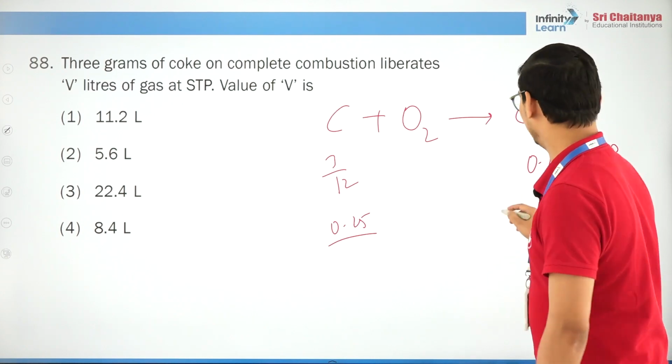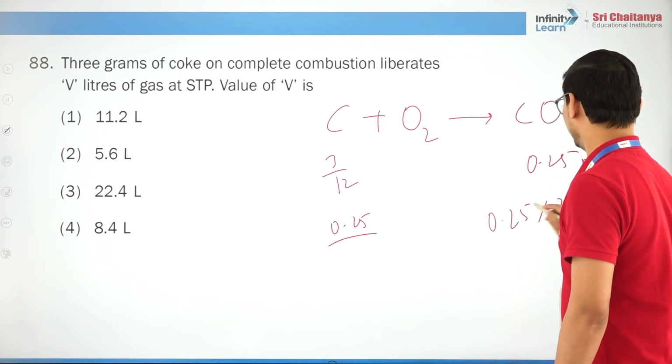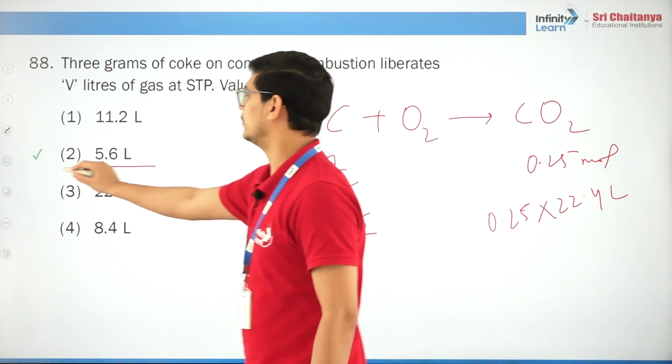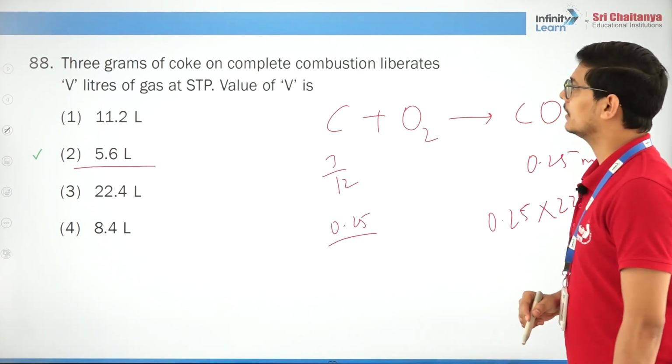Now how to find out the volume? You multiply it by 22.4 liter, yes, right, at STP, so this will come out to be 5.6 liters, clear, okay.